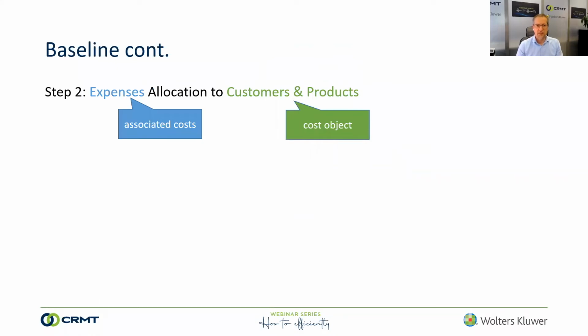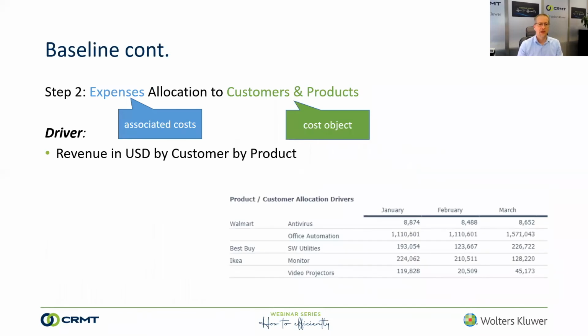In the second step of our demonstration, we will be allocating expenses to customers and products. So, totally different dimensions, I would say. Here, we will use revenue as the driver, revenue by customer and by product, and we will be splitting the costs according to this driver. Costs associated are all costs, and the method used will be a direct, really simple one.